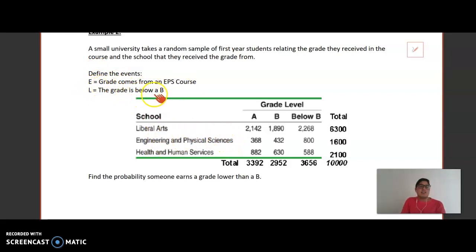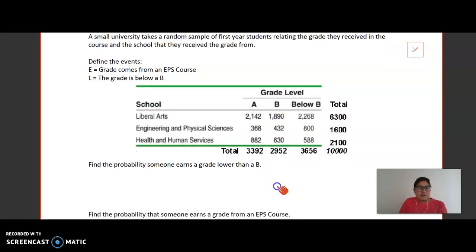And L is that the grade is below B. So in my two-way table here, the first categorical variable is the grade level, what grade they received. And the other categorical variable is the school from which they received that grade. There's 10,000 students in this sample, and here are each of my different categories.